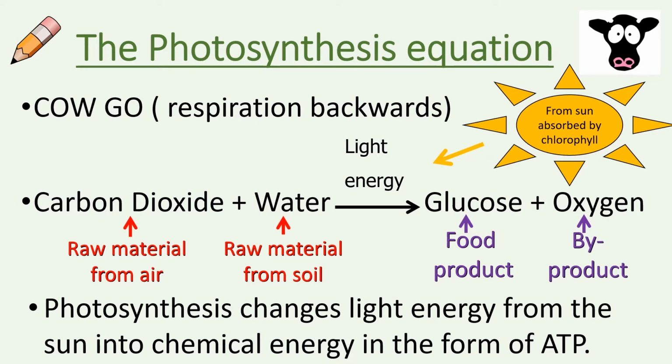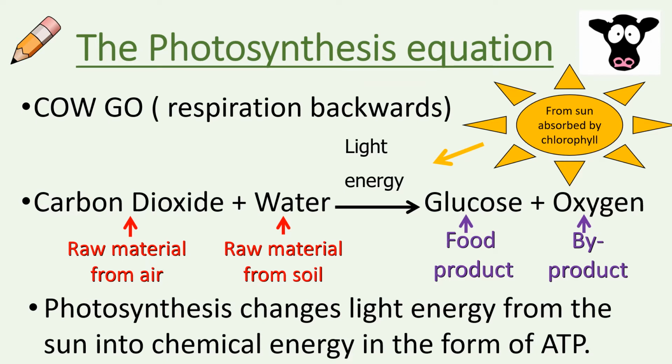The substrates or raw materials that you need to start photosynthesis are carbon dioxide and water. Then it needs to be in the presence of light energy, which you get from the sun, and it's absorbed by chlorophyll. Then your carbon dioxide and your water react to make glucose, which can be used as a food product, and oxygen, which is a byproduct. Now, a byproduct is just another way of saying waste product.